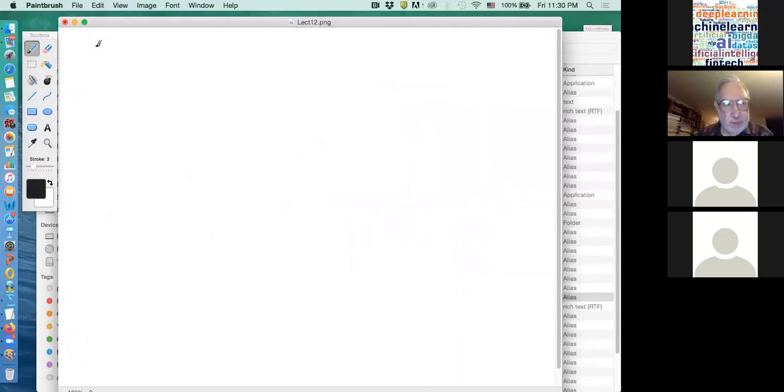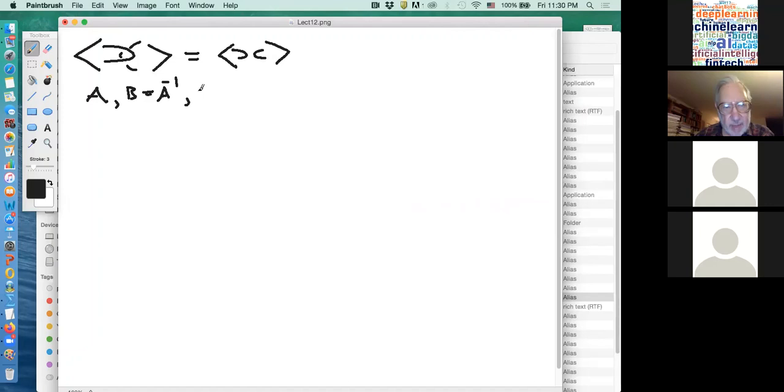But of course, that's only, so far, here's our progress. We have that this is going to be equal to this with A and B equals A inverse, and D equals minus A squared minus A to the minus 2.